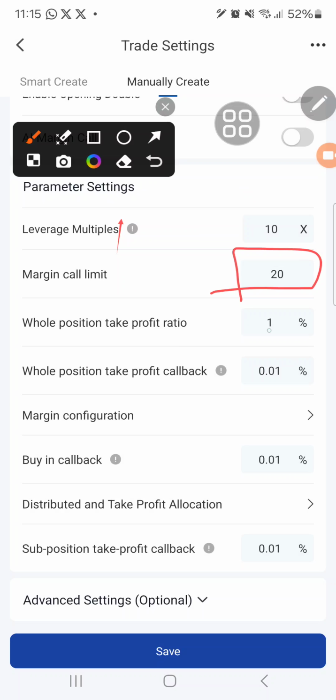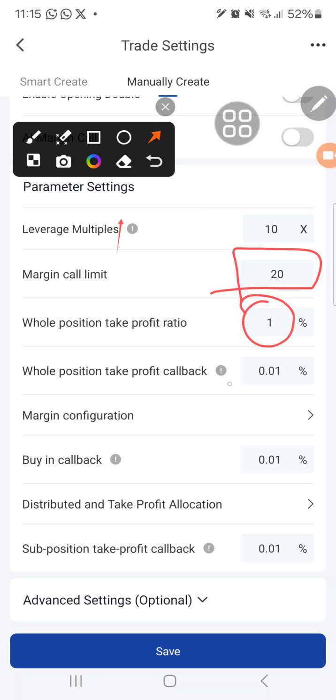Then the whole portion take profit ratio, which is 1%, the percentage profit with which you want to make. How much do you want to make in the market? Depending on your analysis, technical analysis, how much profit do you want to take? Then that is the whole portion take profit callback.